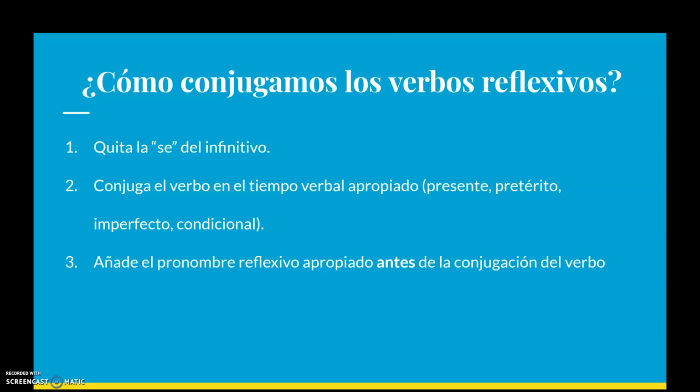Okay? So, los 3 pasos: vas a quitar la palabra se del infinitivo o forma sin conjugar del verbo. Después vas a conjugar el verbo en el tiempo verbal apropiado: el presente, pretérito, imperfecto y condicional. Y finalmente, vas a añadir el pronombre reflexivo apropiado antes de la conjugación del verbo.